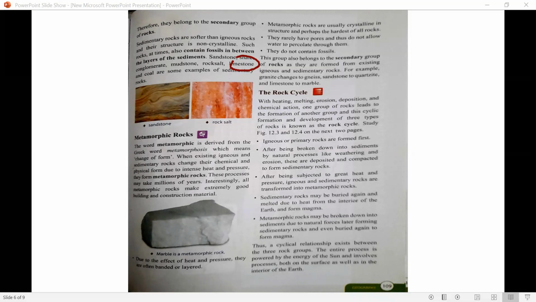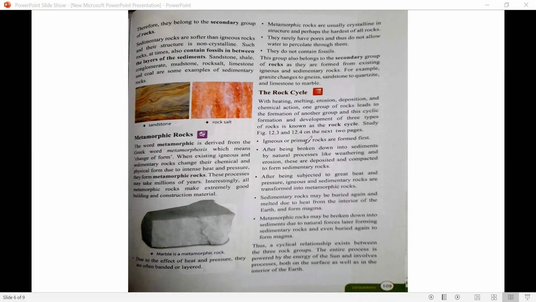Now, what is the rock cycle? With heating, melting, erosion, deposition, and chemical action, this cyclic formation and development of the three types of rocks is known as the rock cycle. The study of the different types of rocks is done by geologists. But when these rocks change by heating, melting, erosion, deposition, and chemical actions, the development that takes place in these rocks is known as the rock cycle.